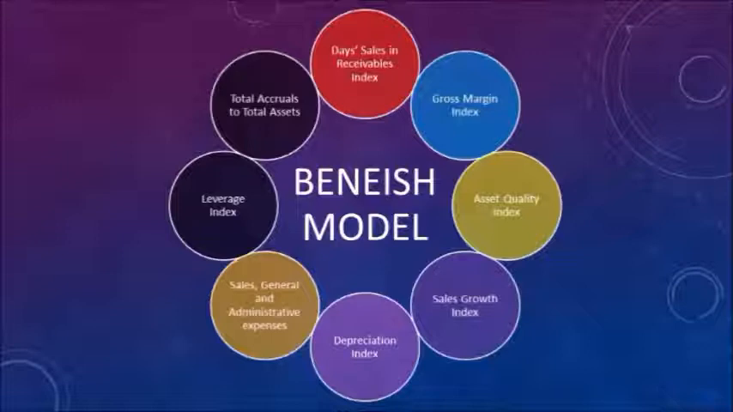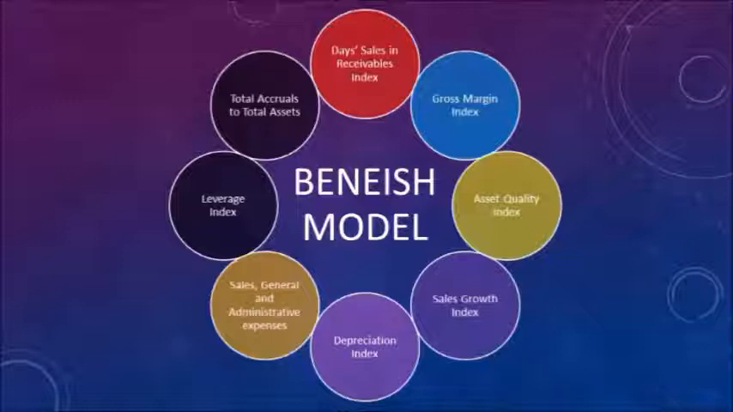The variables are constructed from the data in the company's financial statements and, once calculated, create the M-score. First is Days Sales in Receivable Index. This measures the ratio of days sales in receivable versus the prior year as an indicator of revenue inflation. Next is Gross Margin Index. This is measured as the ratio of gross margin versus the prior year.